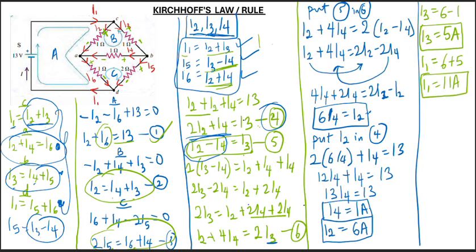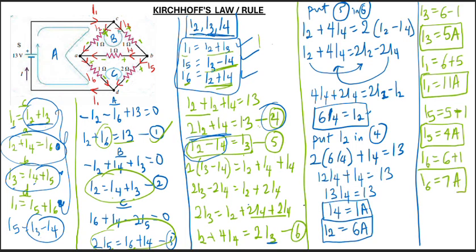Then for I5 now, which is equals to I3 minus I4, my I3 is 5 and my I4 is 1. Then I say my I5 is equals to 4 ampere also. Then lastly remain my I6. My I6 is related like this: I2 plus I4. My I2 is 6 and my I4 is 1. Then my I6 is 7 ampere.